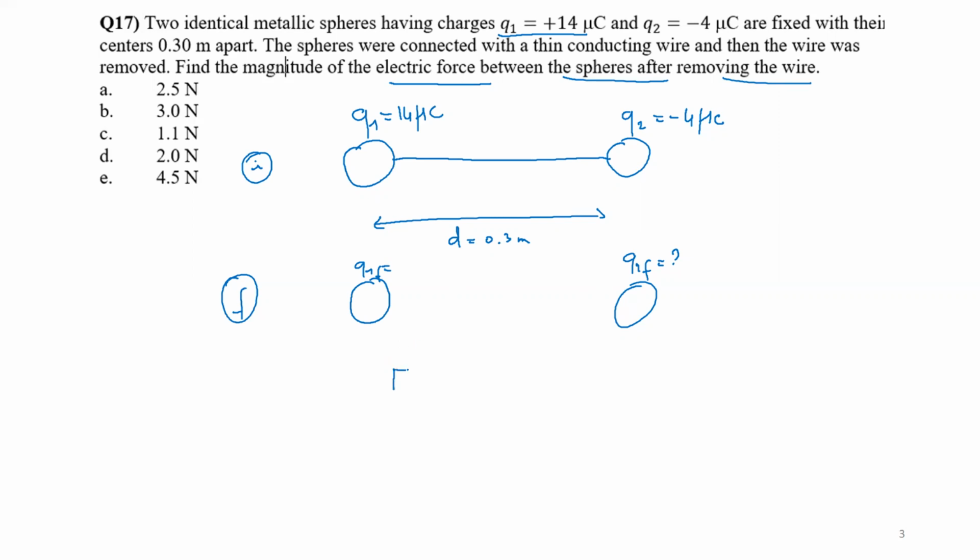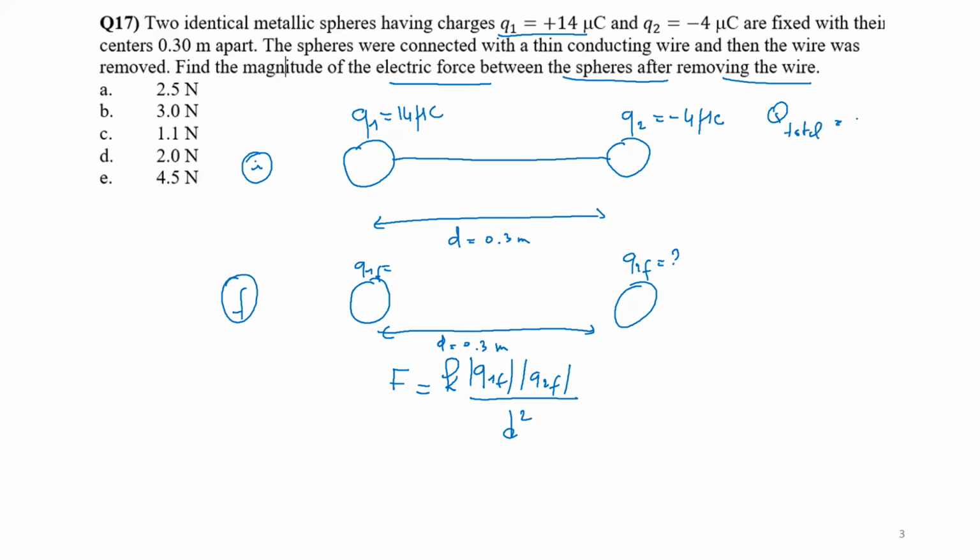So the electrostatic force in magnitude will be just F equals k, the constant that I know, times the magnitude of Q1 final in absolute value multiplied by the magnitude of Q2 final in absolute value, divided by the distance squared. The distance squared is still 0.3 meters. Now let's get the Q1 final and the Q2 final. I know the charge is conserved. What was the total charge before? Because here I have an isolated system. So what was the total charge before?